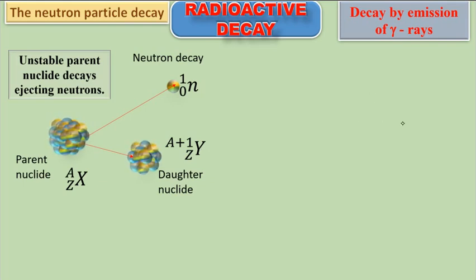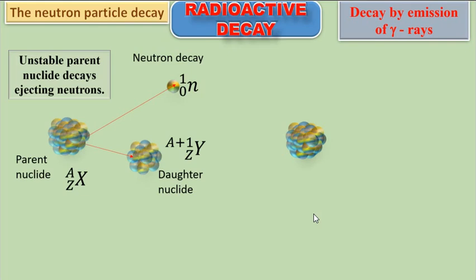So now we have the next one, decay by gamma emission. Remember what we said in video 1. Gamma is an electromagnetic radiation, and all electromagnetic radiations are waves. And because they are waves, they do not have a mass. They only have energy. They have energy, no mass. And because they have energy, the energy of the parent nuclei will decrease after this decay.